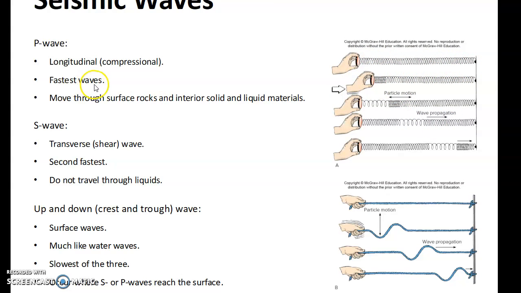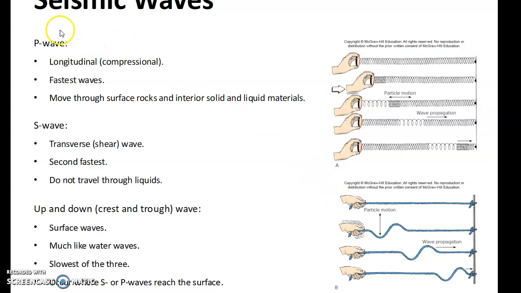And these are the fastest wave. And these move through surface rocks and interior solid liquid materials, right? The S wave goes in this direction, right? The snaky type of motion. This is the second fastest, and it does not travel through liquids, okay? The up and down of the crest and trough wave. These are surface waves, much like water waves. It's the slowest of the three, and this occurs where either one of these reach the surface.